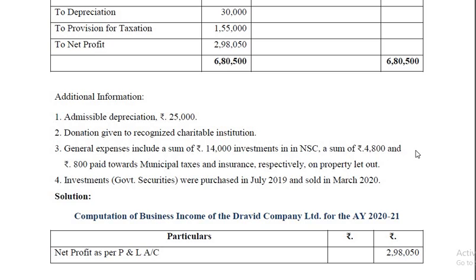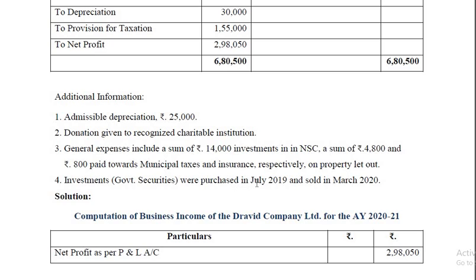A sum of rupees 4,800 and rupees 800 paid towards municipal taxes and insurance respectively on property let out. So these 2 items are to be added back because they are related to income from house property, a different head while computing the total income.